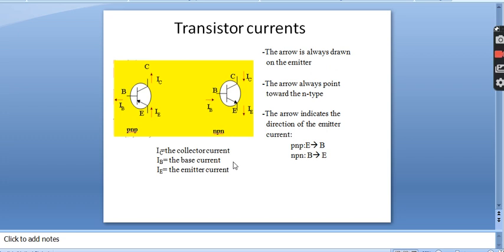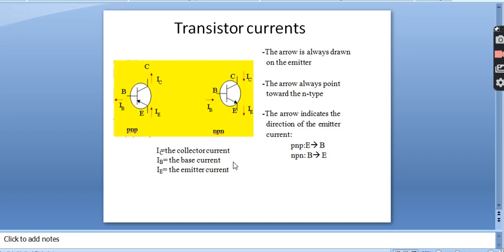Due to the three terminals, we have three currents: IC, the collector current; IB, the base current; and IE, the emitter current. From these three terminals we have formed two junctions, and that is why there are three types of currents. For the collector, the collector current IC; for the base, the base current IB; and the emitter current IE. These are the transistor currents.